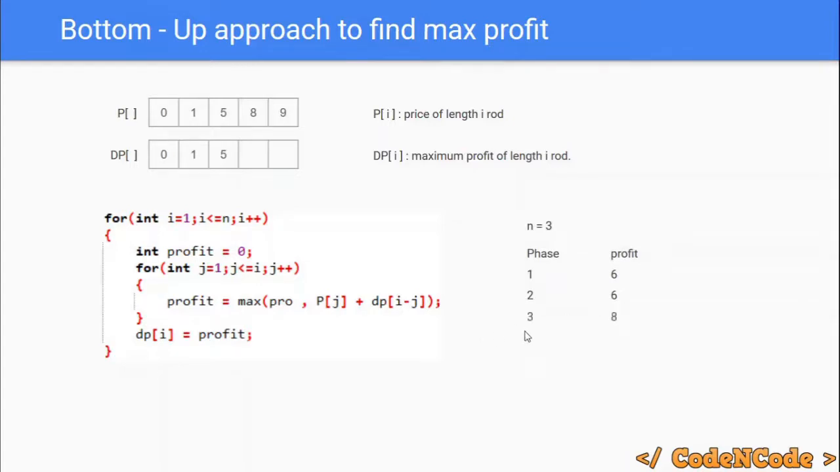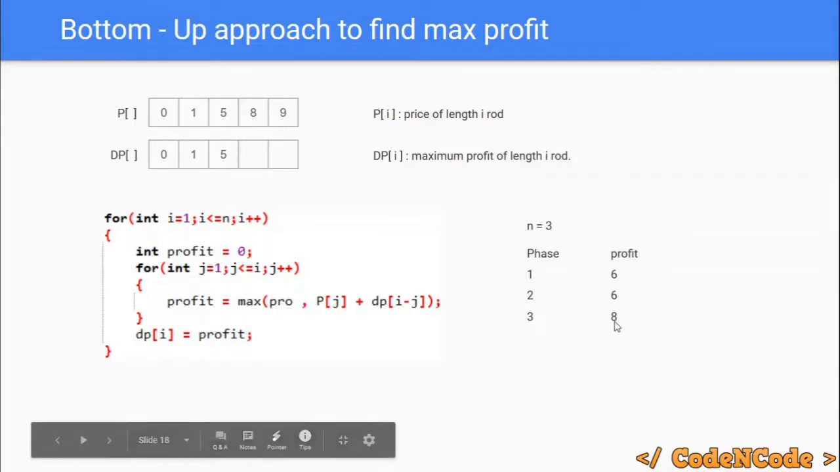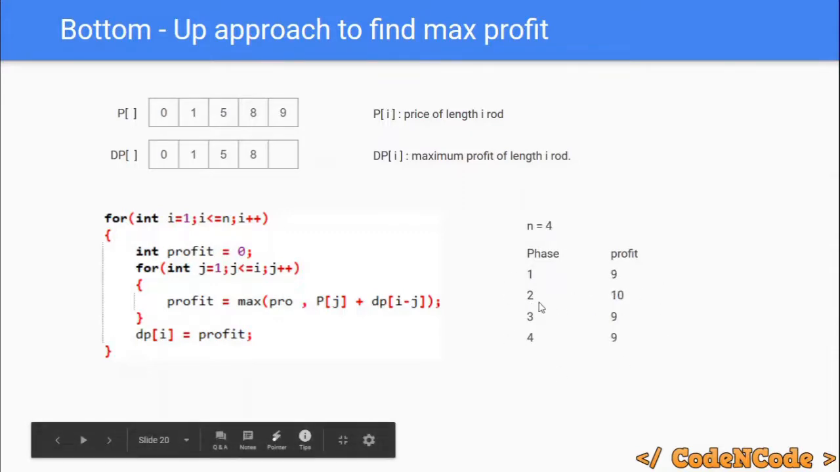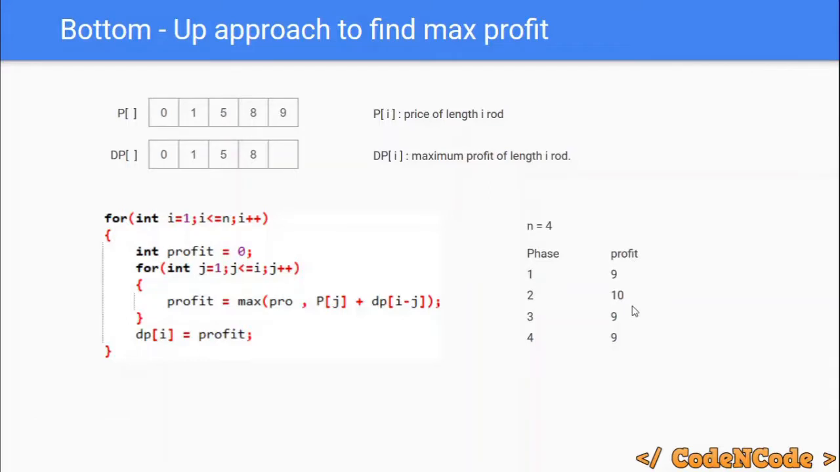Now in the third phase it would be p of 3 plus dp of 0. Sorry, p of 3 is 8, and dp of 0 is 0, so 8 plus 0 is 8. So the maximum of all of these phases is 8, so of course dp of 3 would be updated to 8. Same goes for the fourth phase, you can check it out yourself. So the maximum you can see is 10, so dp of 4 would be updated to 10. So this is how this algorithm runs.